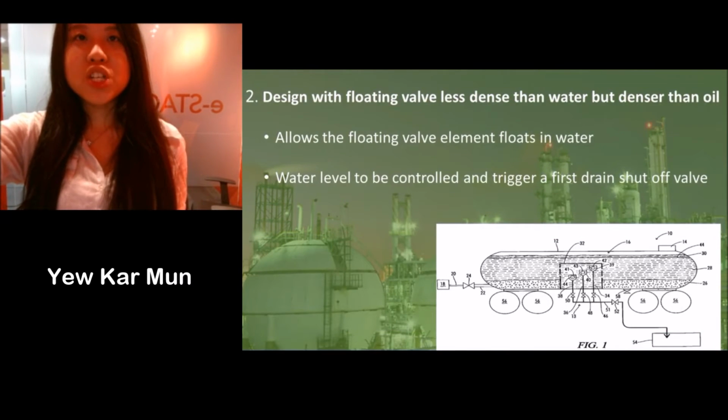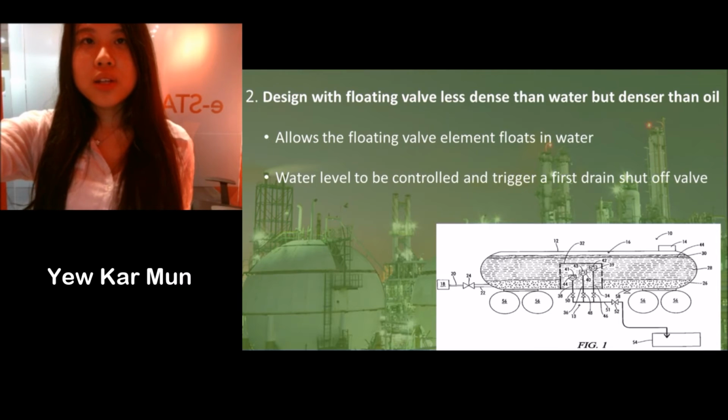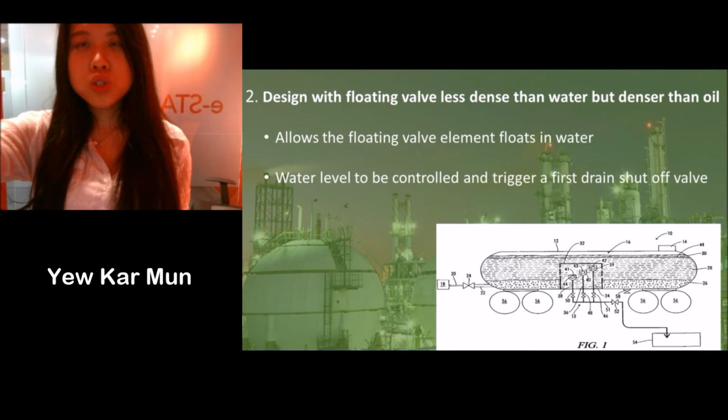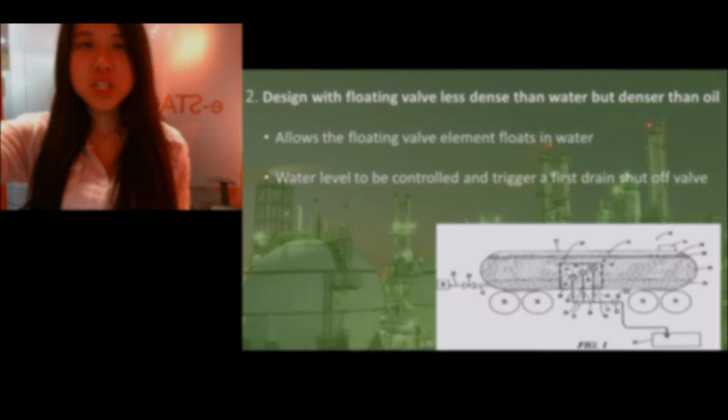Besides that modification, the tank achieves a better yield of product by designing the tank with a floating valve less dense than water but denser than oil. This will allow the floating valve element to float on the water and open the check valve, and sink in the oil to close the check valve. All of this is to ensure the water level is controlled and triggers a first drawn shut off valve to allow water to be discharged beneath.